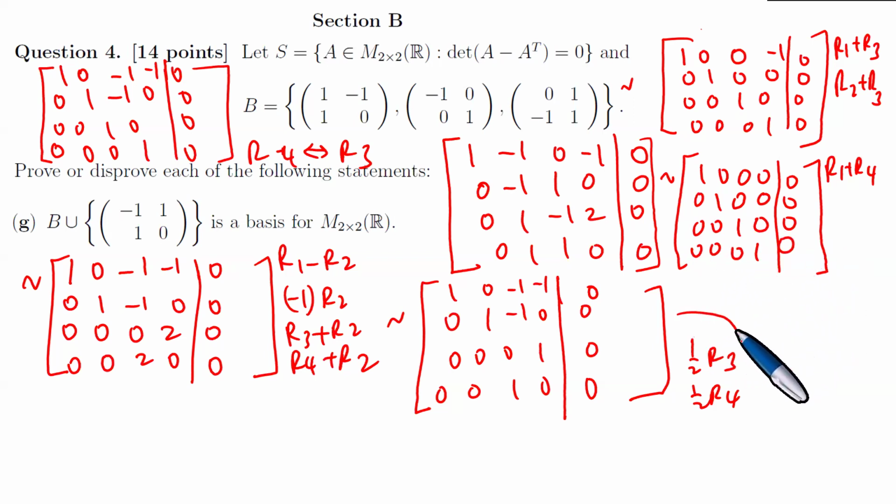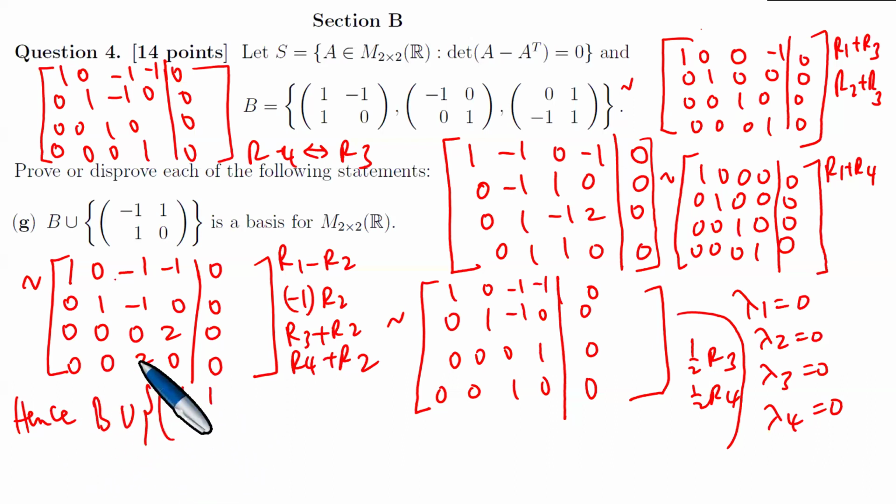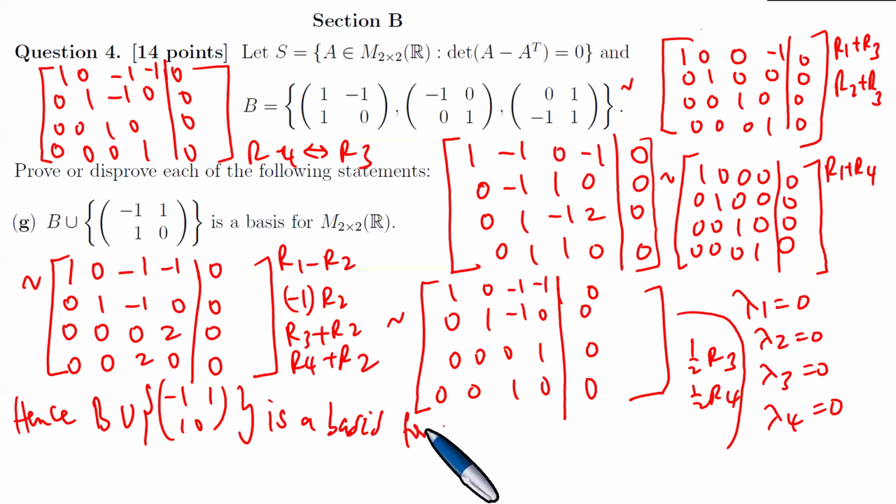Okay, so in the end, what are we able to see here? We're able to see that lambda 1 is 0, lambda 2 is 0, lambda 3 is 0, lambda 4 is what? Is 0. Okay, what is the meaning of this? Because all these lambdas are 0, it means therefore we have a basis, isn't it? So in other words, the conclusion is therefore to say, hence B union minus 1 1, this set here, is a basis. Powerful result this. Is a basis for M22R.